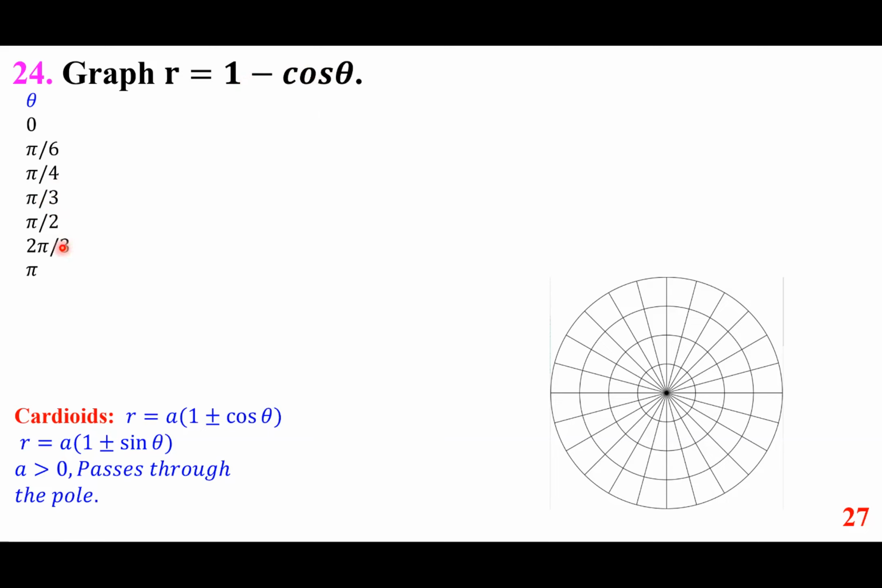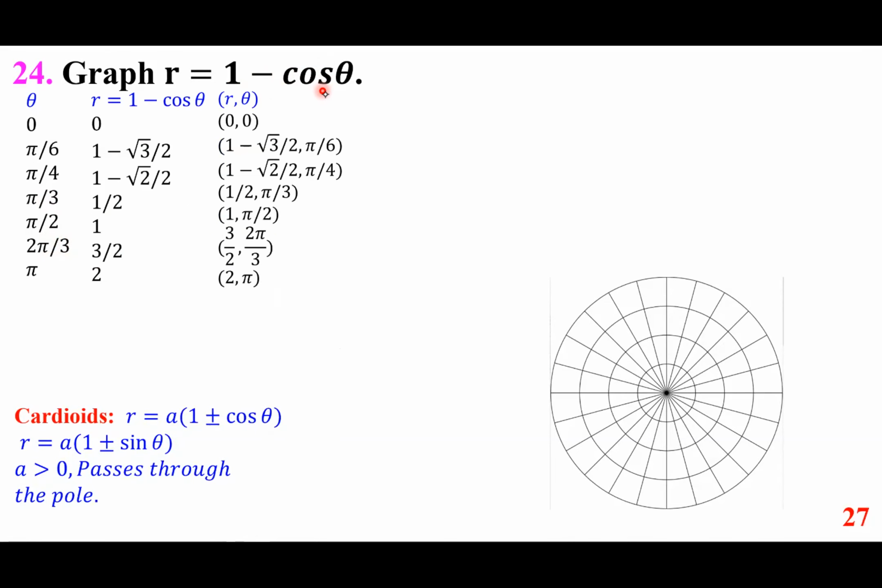Let's go with 2 pi over 3. Now 2 pi over 3 is the same as pi over 3 in the second quadrant. Cosine is negative, so 1 minus negative 1/2, which means 1 plus 1/2, which means 3/2. Pi, cosine is negative 1, so 1 minus negative 1 makes it positive 2. So this is what we have, and those are the pairs. So I did that last time. Let's graph the easy ones, 0, 0, of course.